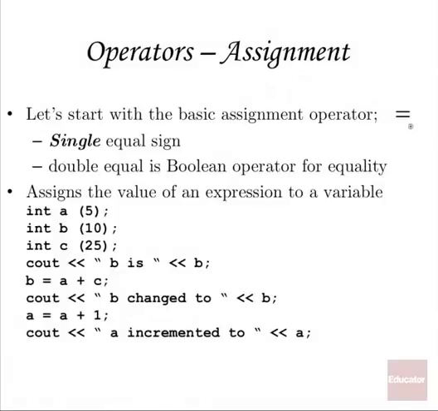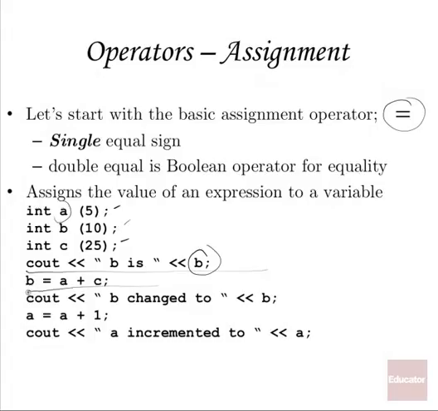So again, we'll do a little bit more on our basic assignment operator. It's a single equal sign. In C and C++, there's also a double equal sign. It has a completely different meaning. So here we have some expressions. A is an int initialized to 5, B is initialized to 10, C is initialized to 25. So we can print out B is, and it will print out the value of B. So we'll get 10 printed out.